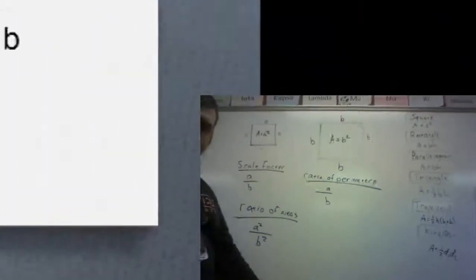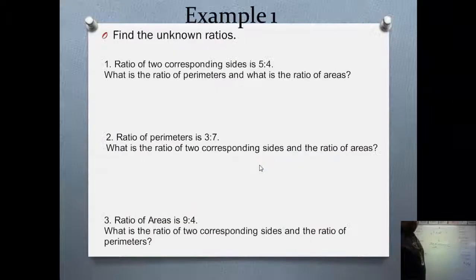And there we go. That's the idea. But now, let's just quickly try and find them for each of these cases. Now, for this problem, they give us one of the three, and they want us to fill in the rest. So they say the ratio of two corresponding sides is 5 to 4.